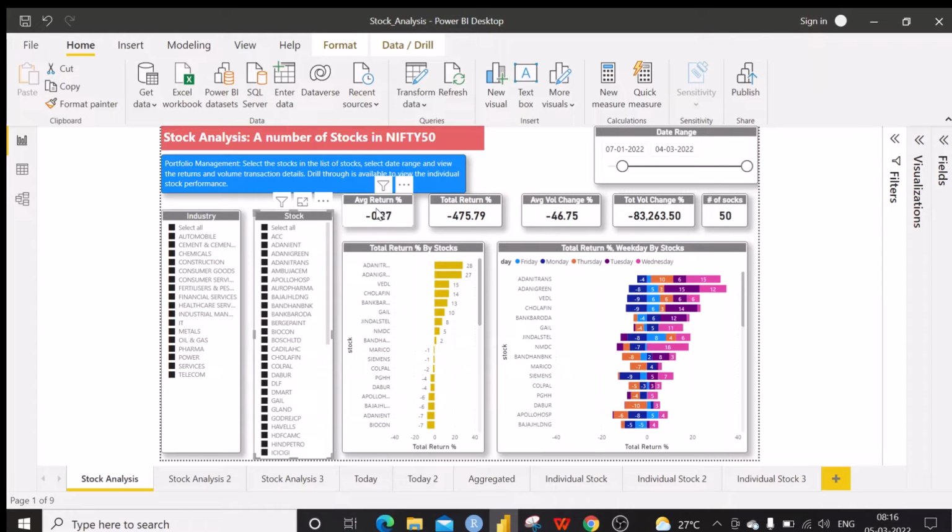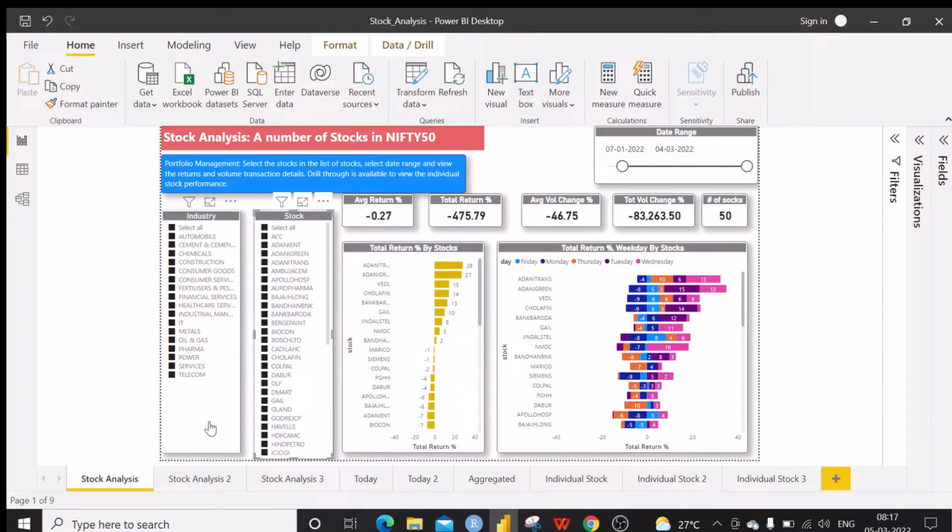That is, this is for the whole stocks for the period. This is the average return percentage per day for the whole stock. If you have all the stocks in your hand, this is the average return percentage per day, and this is the total return percentage for this period of time, that is January 7th to March 4th. So that kind of information you can get. And apart from this, this is total return by stocks. Whatever stocks you have selected, it shows what percentage of return you can get for this period of time. And another bar chart shows, based on the weekday, how much percentage of return you can get for every stock.